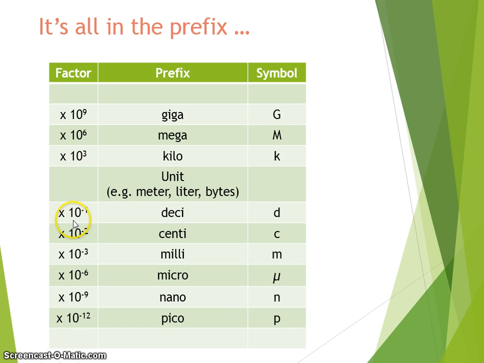And here, remember that times 10 to the power minus 1 is a tenth, and 10 to the power minus 2 is a hundredth, and a thousandth. So whether you divide by 1,000 or multiply by 10 to the power minus 3, it is the same. And then these meanings that you need to know, and again the symbols.